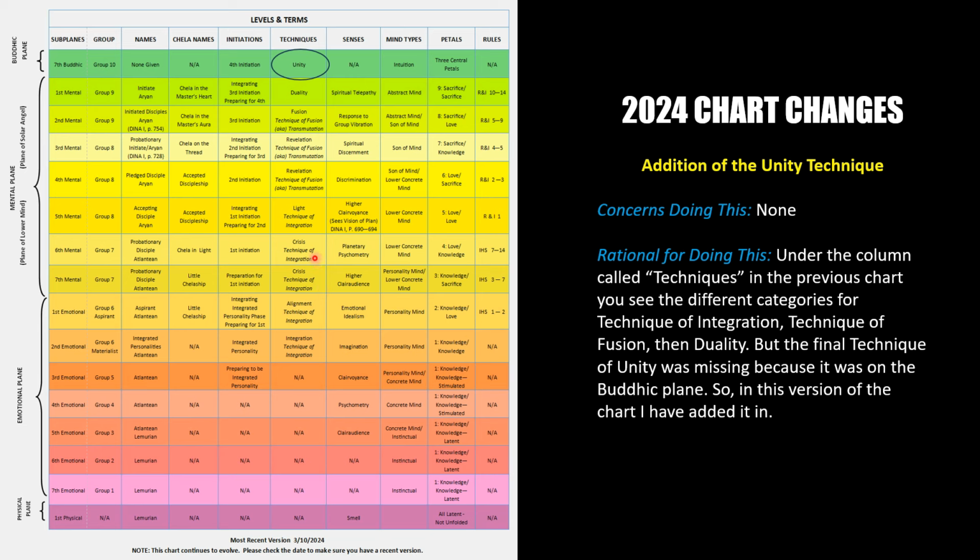Then you have the technique of, that also includes light. Then you have the technique of fusion, that includes revelation. And then you have the technique of fusion, which includes fusion. Then you have the technique of duality. Then you have the technique of unity. And to get all the techniques in there, I had to add the Buddhic plane.